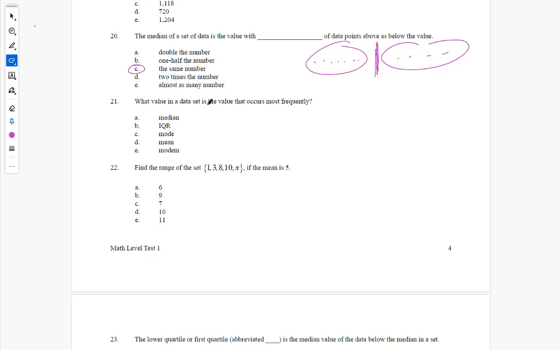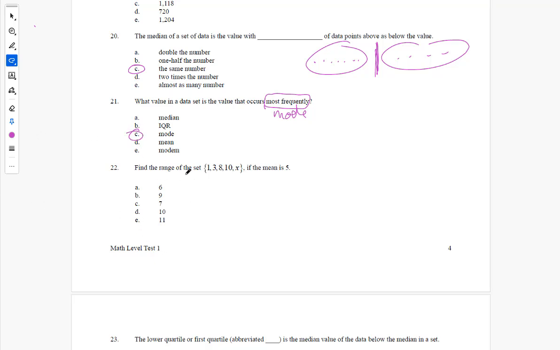Okay, what value in a data set is the value that occurs most frequently? That is not the median. The median may not actually happen. It just needs to be in the middle and have the same number above and below it. So most frequently, that is called the mode.